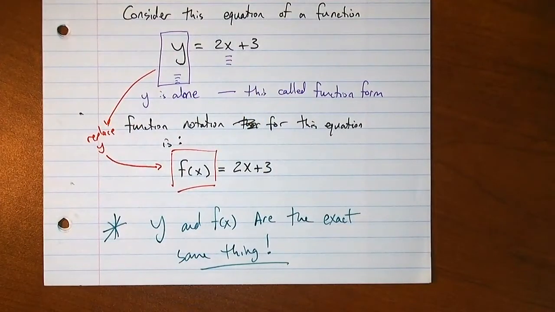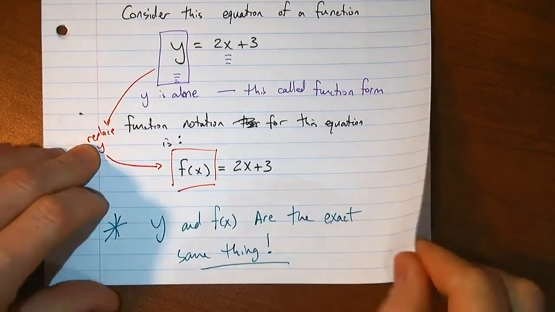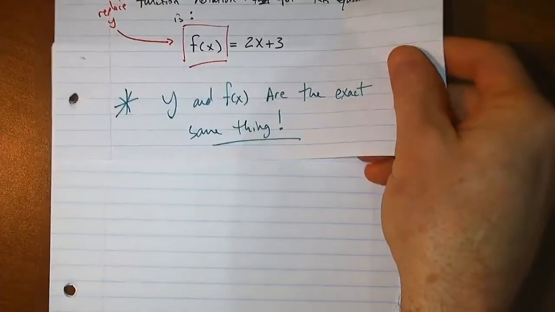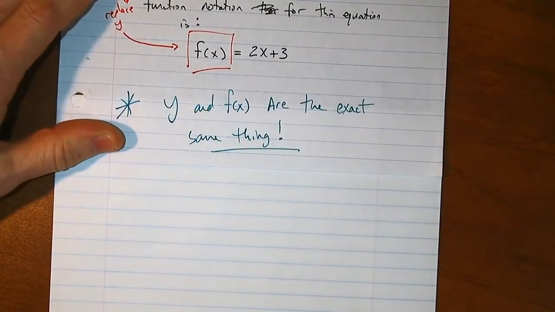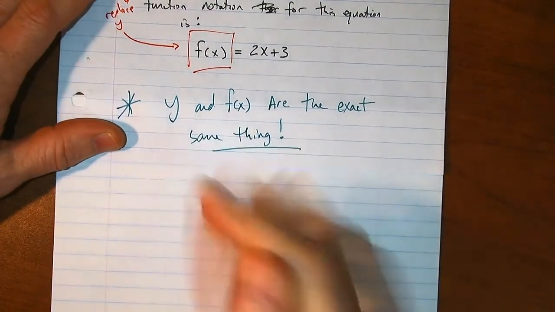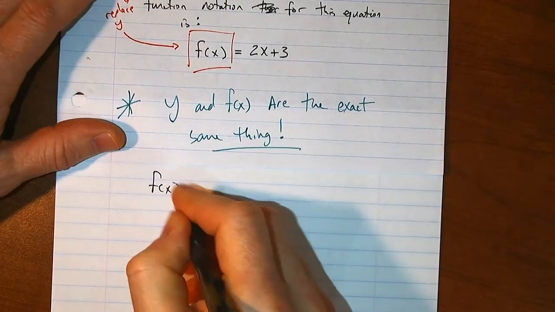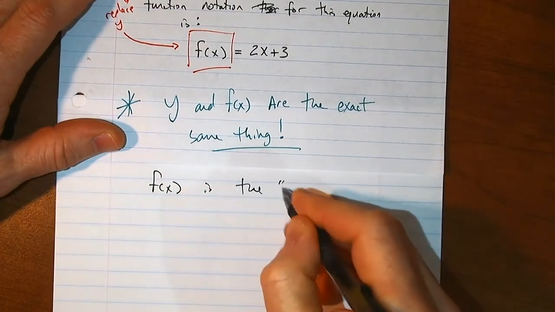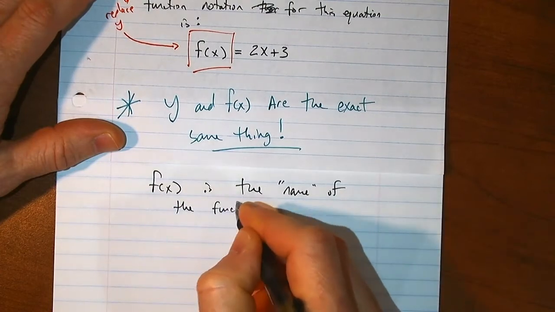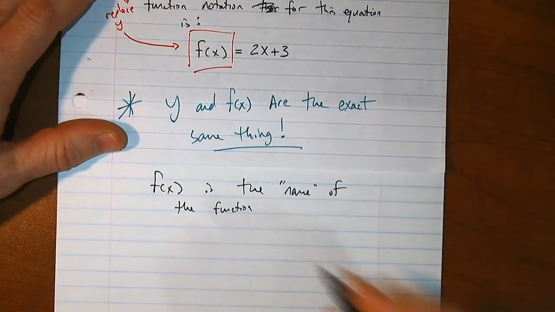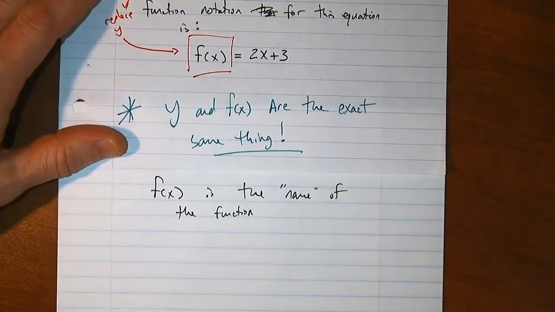Okay, and there's several different reasons, but there's two main reasons. And the first reason is really what we're going to introduce, what that thing is. So what is it that we're replacing y with? Okay, all it is, very simply, the easiest way to think about it is f of x is the name of the function.